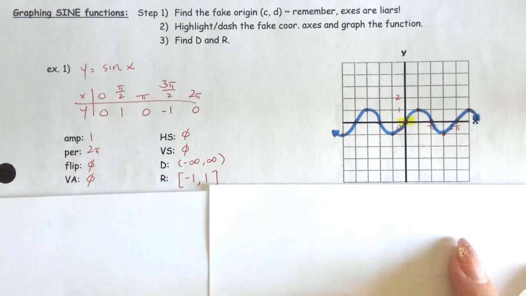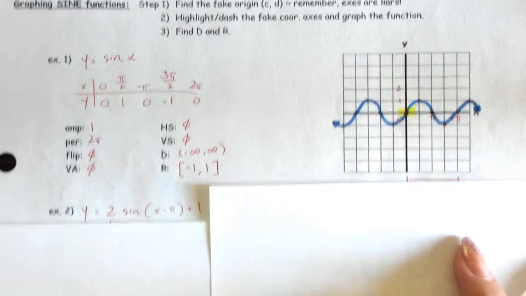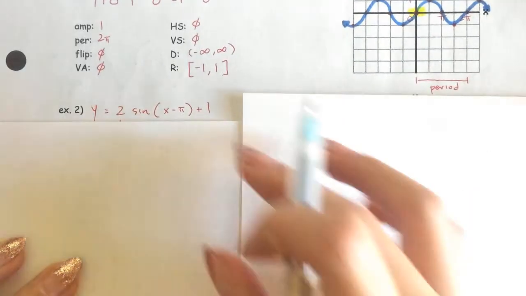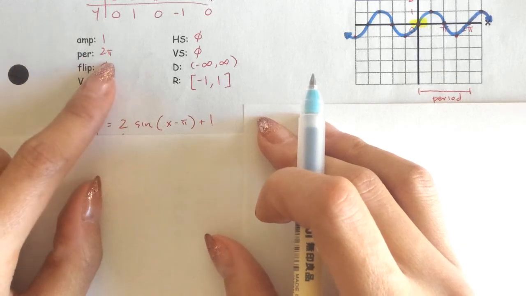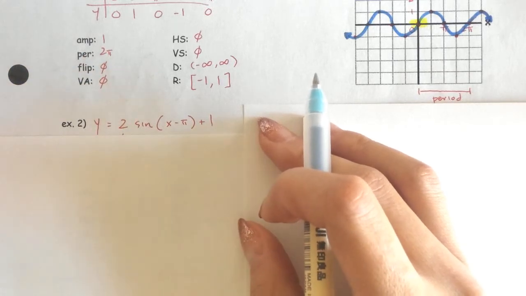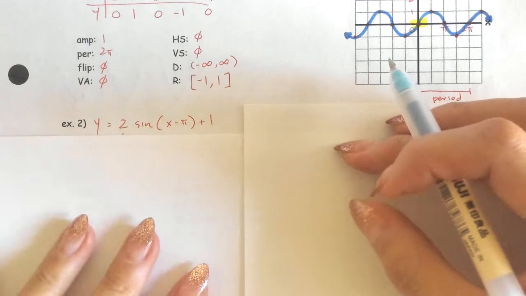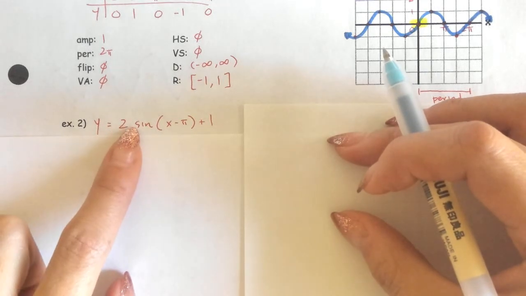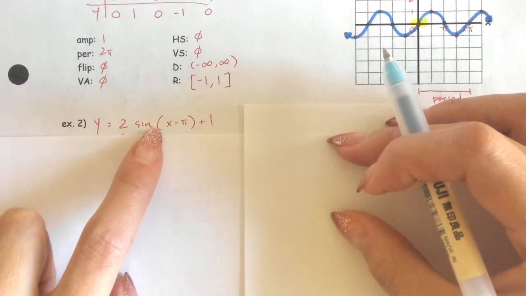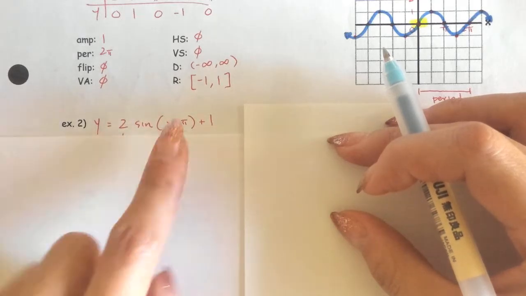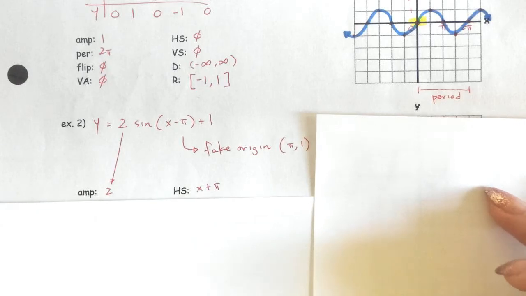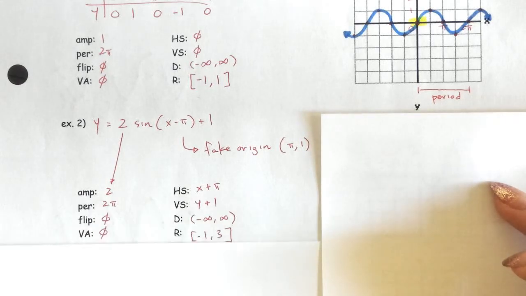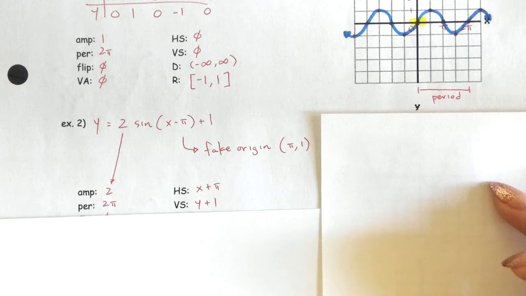So now we're going to graph this one. So our first steps here are going to be, what is the amplitude? What is the period? What is our fake origin? That's what we care about, okay? So the amplitude is 2. The period is going to be 2 pi over 1. And then we have a fake origin. We're going to list all of those things. And then don't worry about the domain and range for now, but we're going to list those at least, okay?